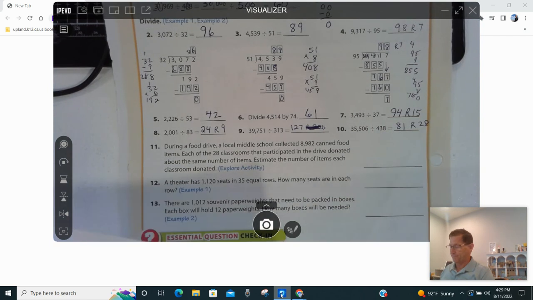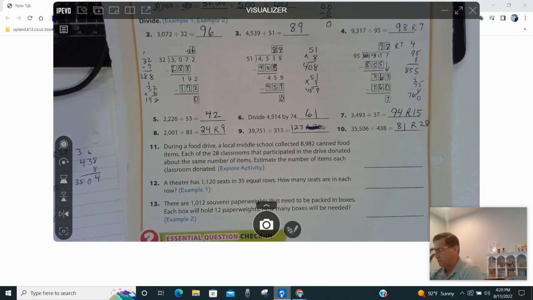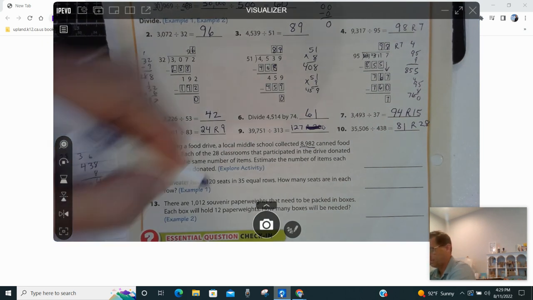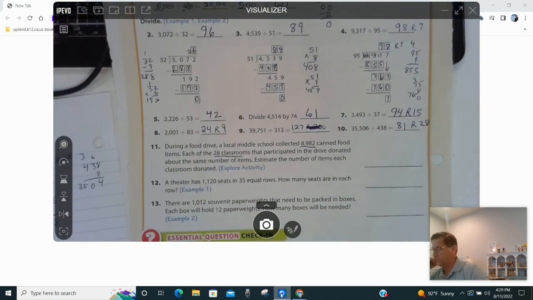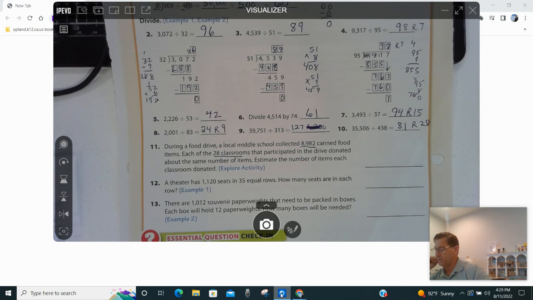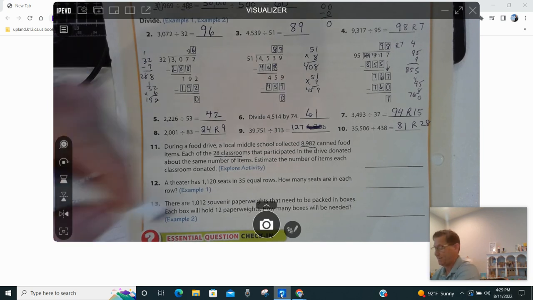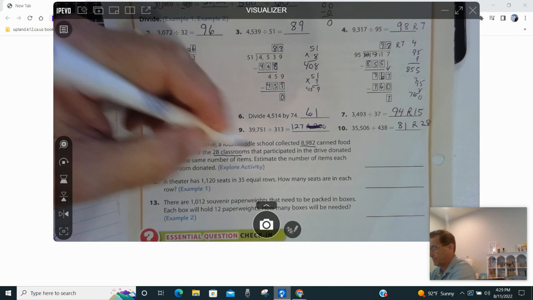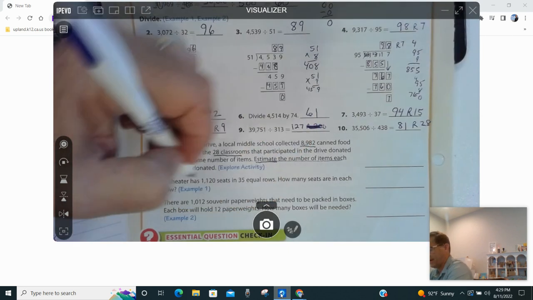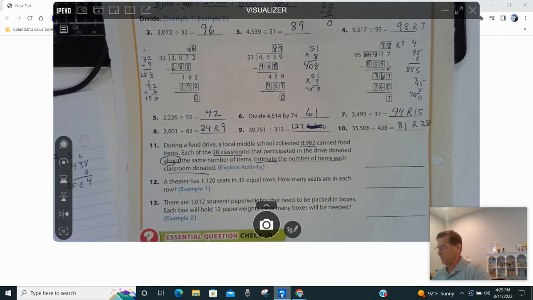Okay, number 11. During a food drive, a local middle school collected 8,982 canned food items. Each of the 28 classrooms that participated in the drive donated about the same number of items. Estimate the number of items each classroom donated.